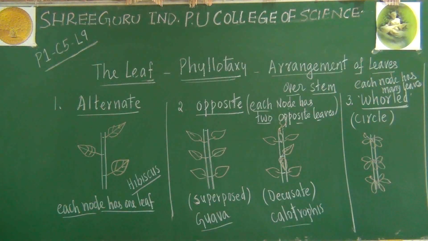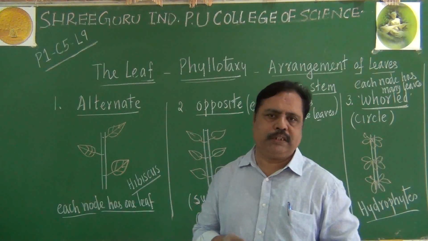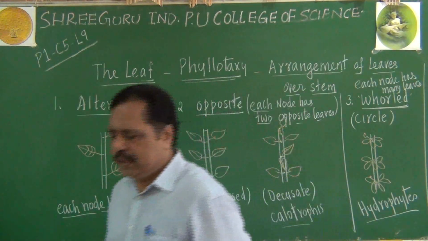This whorled phyllotaxy, I didn't tell you example. Some of the hydrophytes, including Eichhornia like, they have this phyllotaxy, where circular arrangement of leaves will be present. Okay? Some hydrophytes.